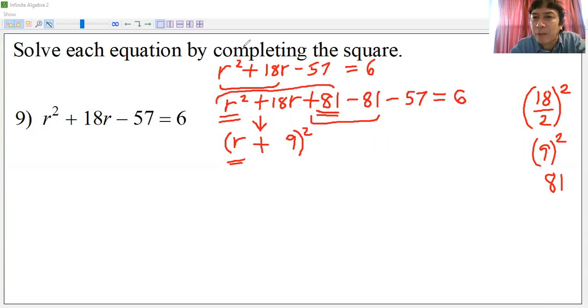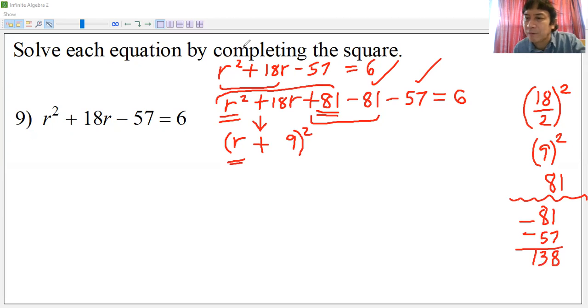There. Okay, what happens to the negative 81 and the negative 57? That will be added. They are both negative. Okay, so we have negative 81, okay, and negative 57, that is 138. There, 138, negative. All right. So this is now to be continued, negative 138, and that equates to 6. There. Okay. All right.